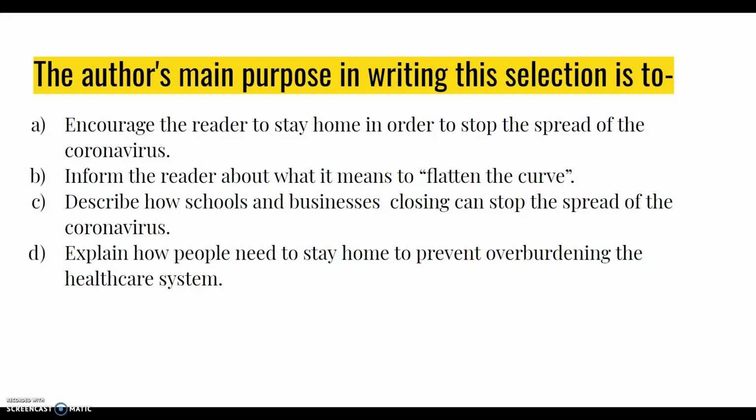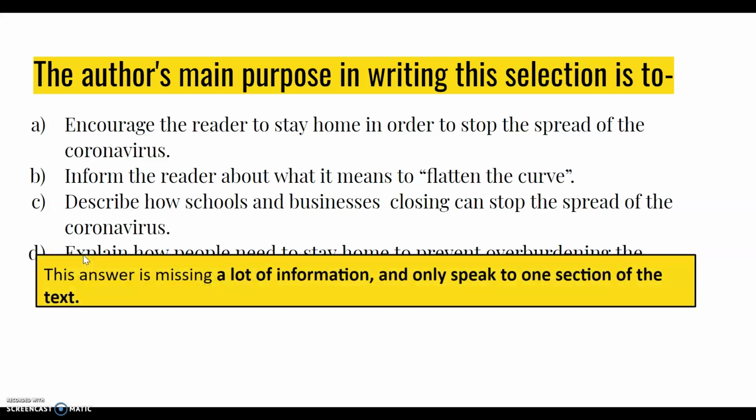Let's take a look at this question from your exit ticket. Take a minute to reread all 4 answer choices. If you need to pause the video, go ahead. Most students were conflicted between A and B. Let's first read D. What's missing from this choice? It states, explain how people need to stay home to prevent overburdening the healthcare system. Well, this answer is missing a lot of information and only speaks to one section of the text.